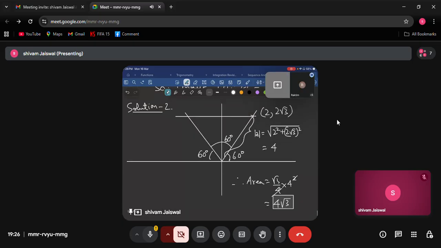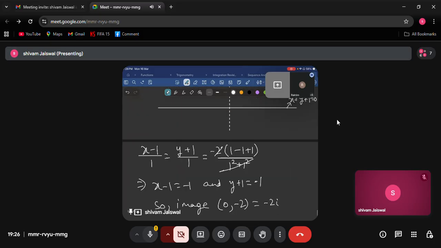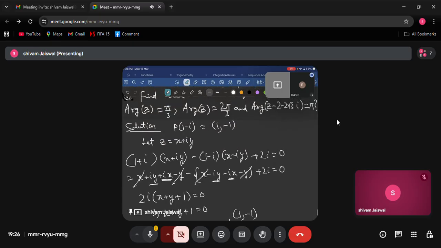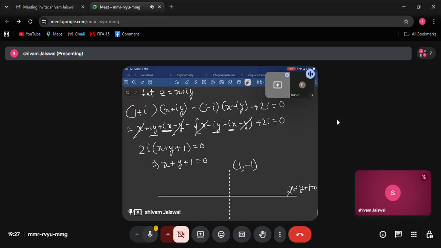Sir, in the previous question, if the straight line was not purely imaginary, then what happened? In the previous question, where we got the straight line equation as purely imaginary, if it was not purely imaginary, then what happened? Tell me. Oh, this one.